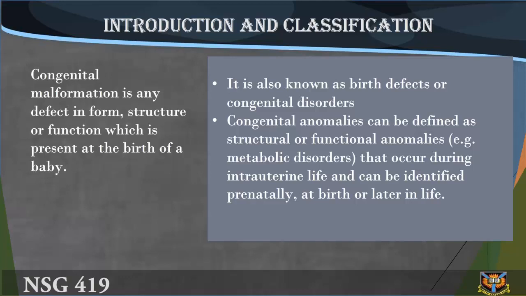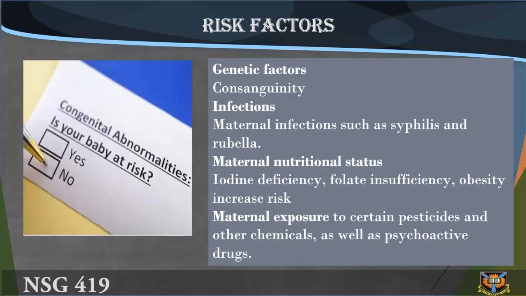Definition. Congenital abnormalities are also known as birth defects, congenital disorders, or congenital malformations. Congenital abnormalities can be defined as structural or functional abnormalities, e.g. metabolic disorders, that occur during intrauterine life and can be identified prenatally, at birth, or later in life.